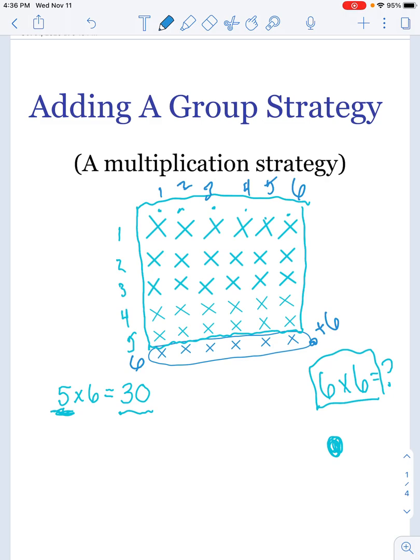So, based on that, if I know that 5 times 6 is 30, all I have to do is 30 plus 6 more in order to equal 6 times 6. You guys know what 30 plus 6 is, right? That's right, 36. So 6 times 6 equals 36. I'm going to show you another example of how this is helpful.